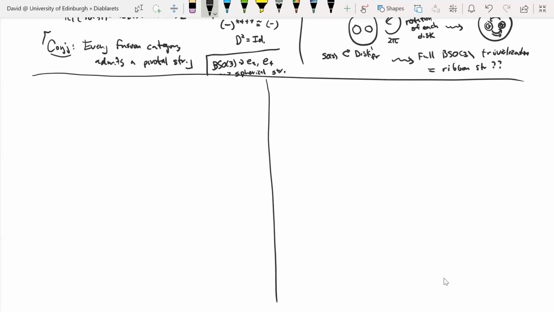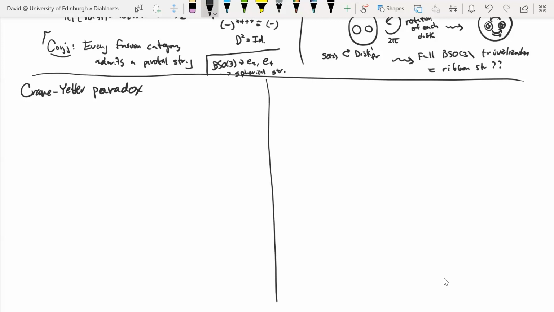So here's a sort of Crane-Yetter. Can you write a little bit bigger? Write a bit bigger, okay. Is that better? Even bigger. Okay, I'll try to write even bigger, sorry.